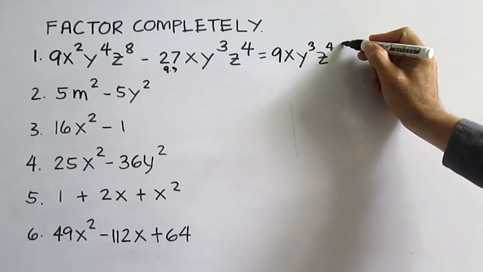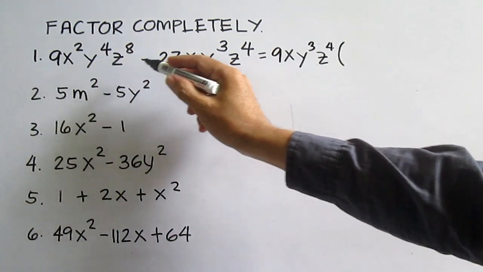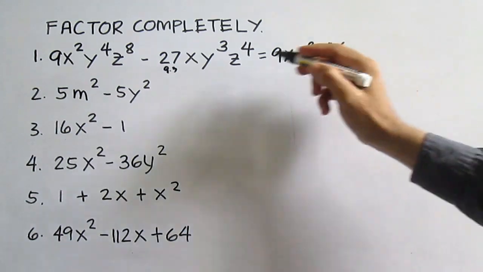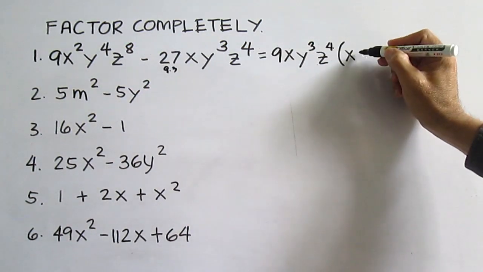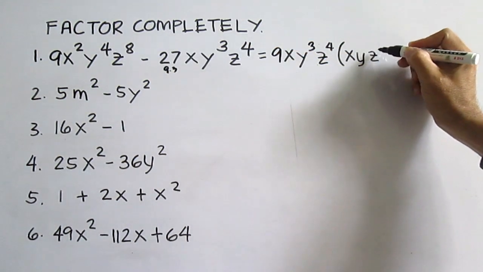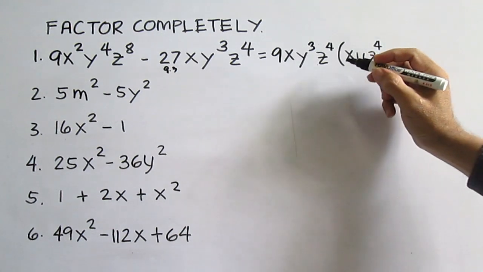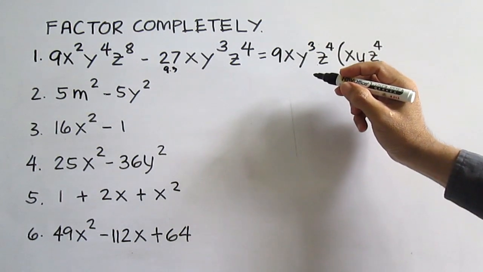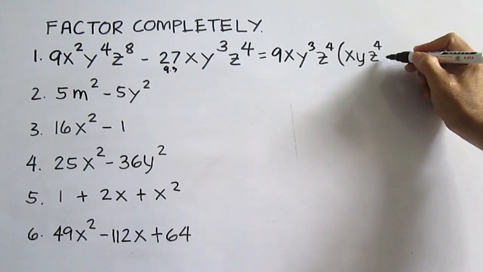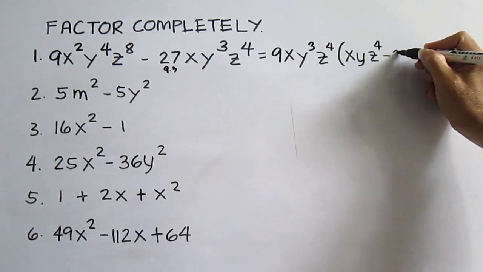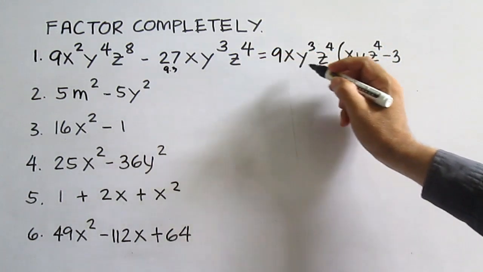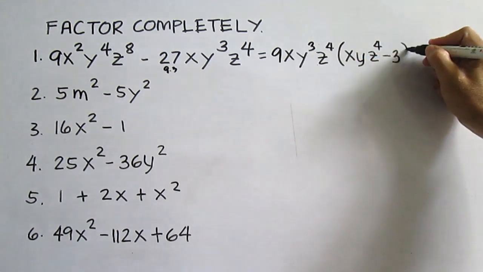To find the other factor, just divide each of the terms by the greatest common monomial factor. 9 divided by 9 is 1. X squared divided by x is x. Y to the power of 4 divided by y to the power of 3 is y. Z to the power of 8 divided by z to the power of 4 is z to the power of 4. 27xy cubed z to the power of 4 divided by 9xy cubed z to the power of 4 is 3. The other factor is xy z to the power of 4 minus 3.